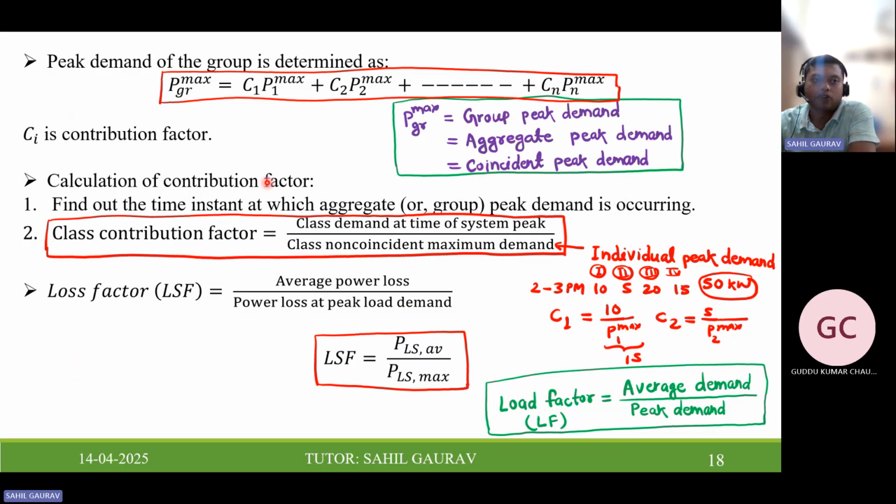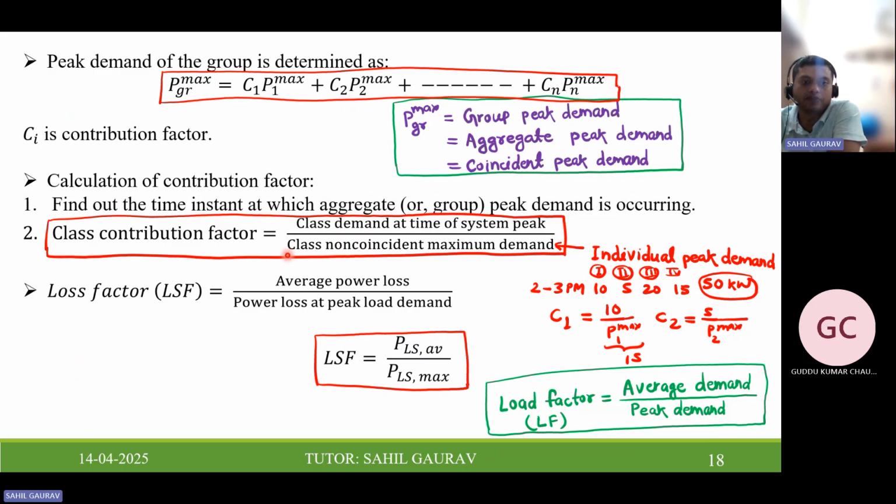Now, how will you calculate the contribution factor from the table provided? First find the time instant at which the group peak demand occurs, and then find the class contribution factor: at that time instant, you take the class demand at the time of system peak upon the class non-coincident maximum demand. So you have to look at that class only.